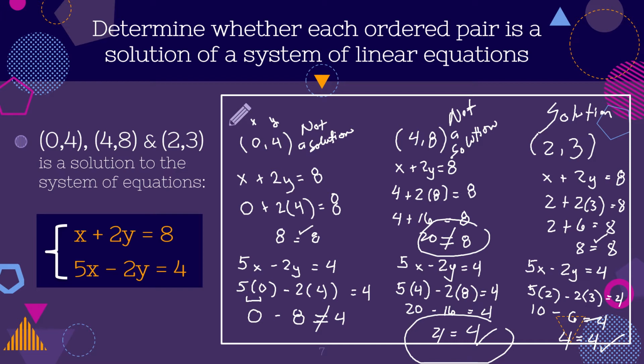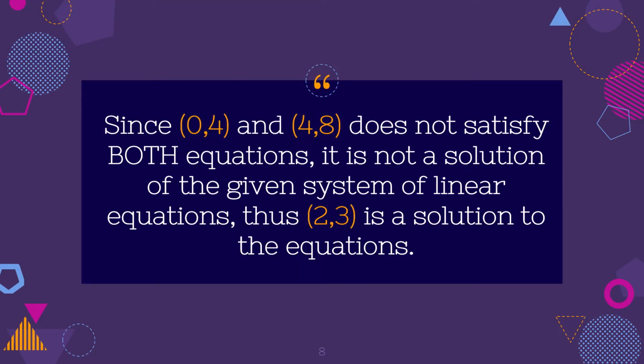Obviously, the given ordered pair satisfies both equations, therefore it is a solution to the given system of equations x plus 2y equals 8 and 5x minus 2y equals 4. Since (0, 4) and (4, 8) do not satisfy both equations, they are not solutions to the given system of linear equations. Thus, (2, 3) is a solution to the given equations. Is that clear, class? Yes!